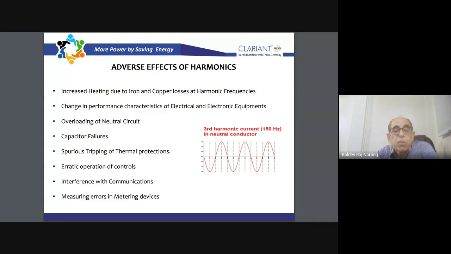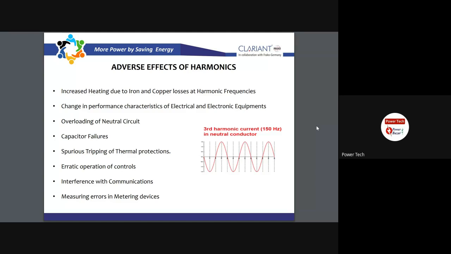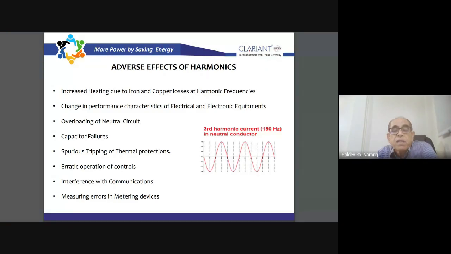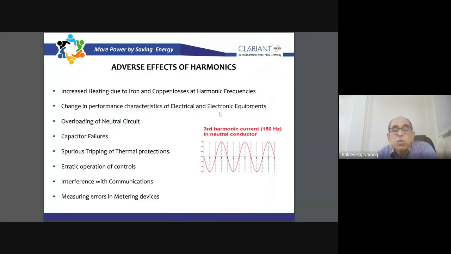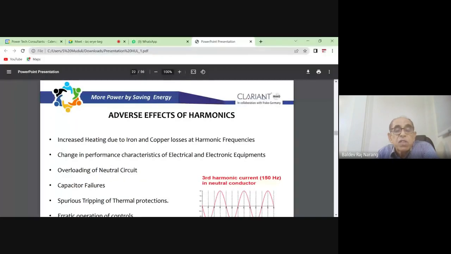Then thermal protections maloperate. Suppose you have designed a thermal protection to operate at, say, 100 ampere, but it may operate even at 50 ampere, because the heating due to the fundamental current alone would not make it operate. But the harmonic currents are also there to heat it. So thermal protections maloperate, and harmonics are a problem for them. We have to analyze properly.